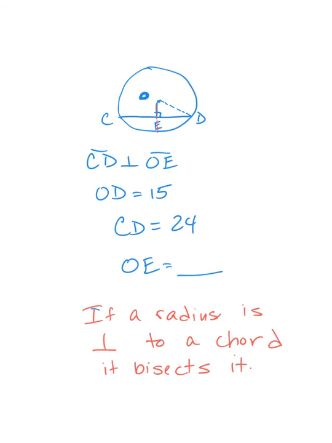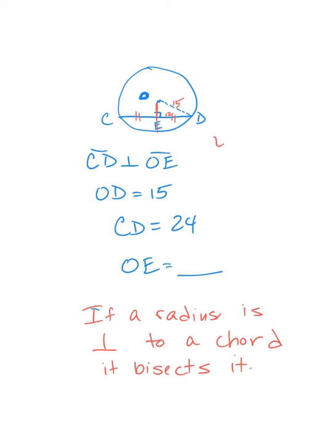If a radius is perpendicular to the chord, it bisects it. Yes. That means that this piece here is equal to this piece here. And they tell us that CD is 24, so how much is ED? 12. Okay. And they tell us that OD is 15. So what do you do to find OE, which is right here? What do you do to find that?